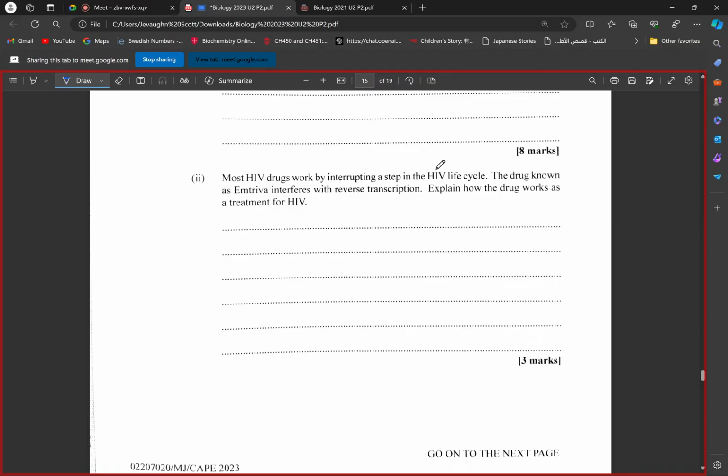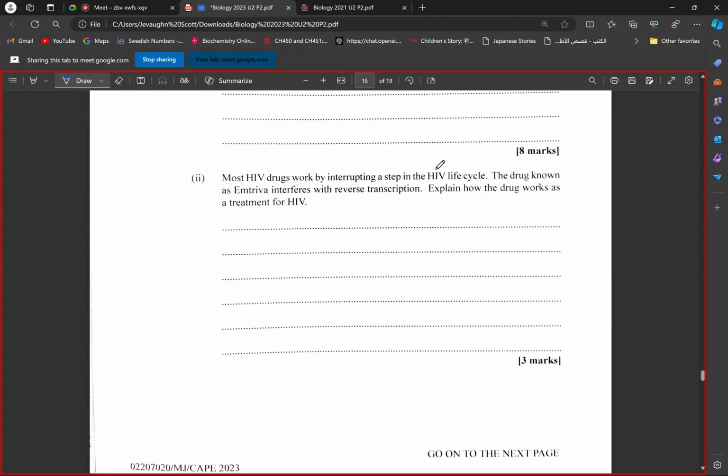So the drugs would bind to a specific site on the reverse transcriptase enzyme, and it will cause a conformational change, inhibiting the activity of the enzyme. So the enzyme cannot do its job, and if the enzyme cannot do its job, then there will be no new viral components created. Alright? So that's how it's done.